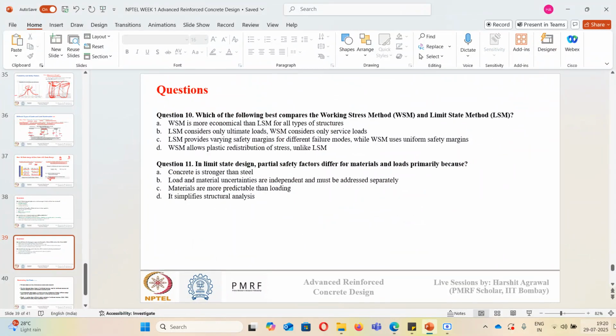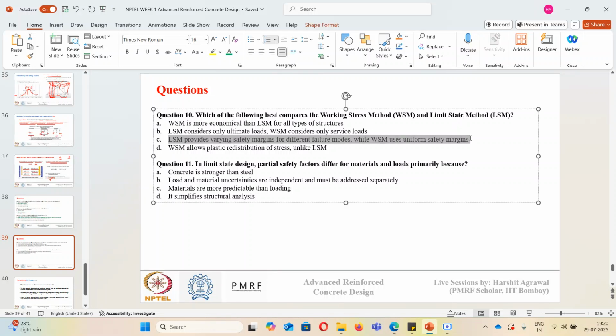Okay, so your answers are correct. Question number 10: which of the following best compares the working stress method and limit state method? So the correct answer is C.